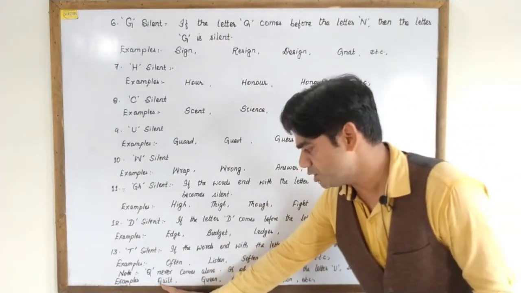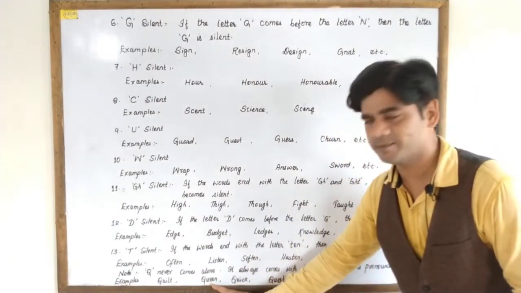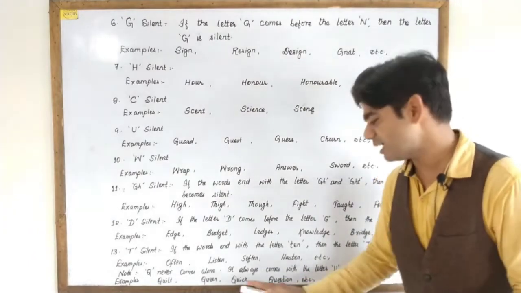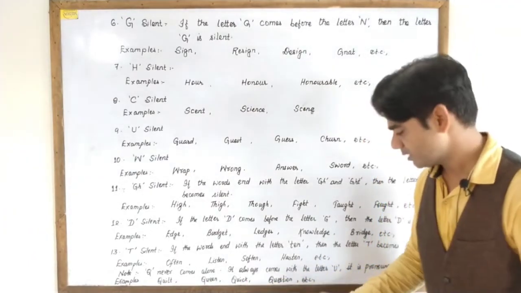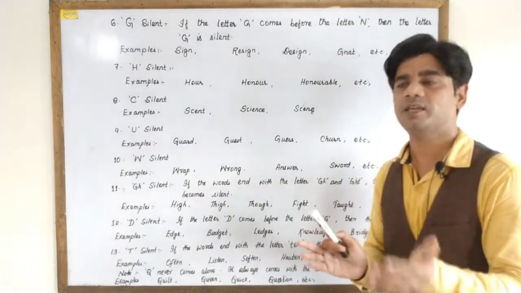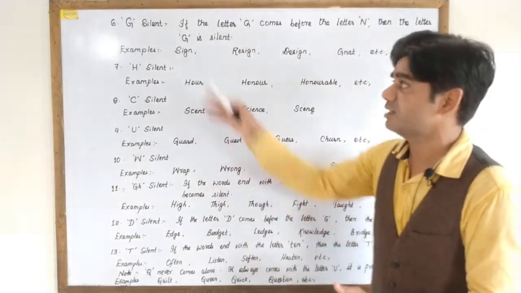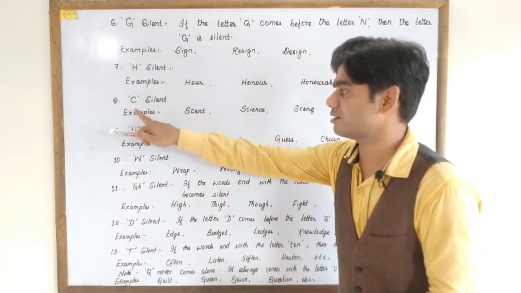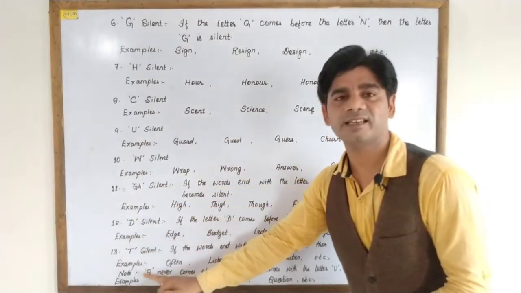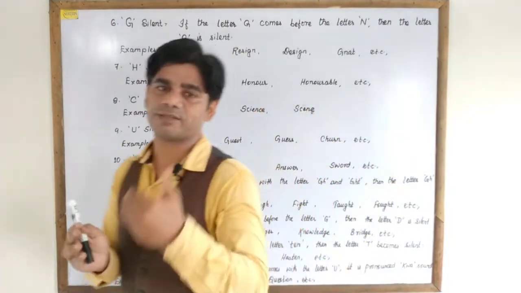So we will understand this with some examples. See here, Q-U-I-L-T, quilt. Q-U-E-E-N, queen. Another example we have Q-U-I-C-K, quick. Another example we have Q-U-E-S-T-I-O-N, question. So now we have understood about the silent letters H, C, U, W, G-H, D and T. In short, we can say that we have covered some silent letters in words.